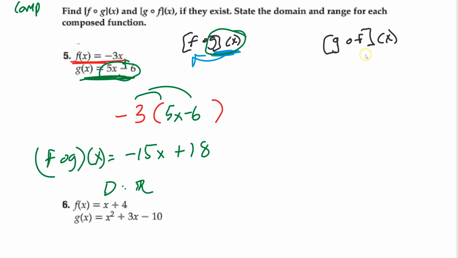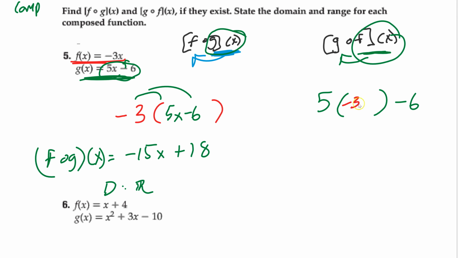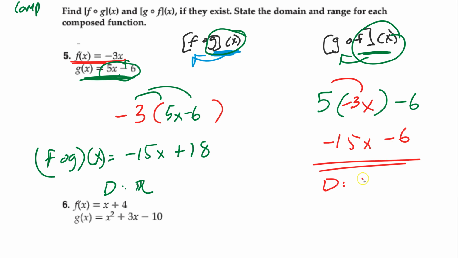Next one, same idea. We're going to plug f into g. So I can figure out what g is. G is this thing, so write it: 5 times something minus 6. And then we're going to plug the f function into there. My f function is -3x, so just plug in -3x and distribute: -15x minus 6, and that's it. Again, domain: no fraction, no square root, all real numbers. So you can plug anything you want there. That's how we do f of g of x and g of f of x.